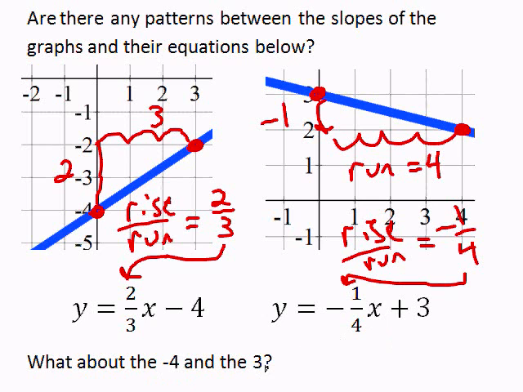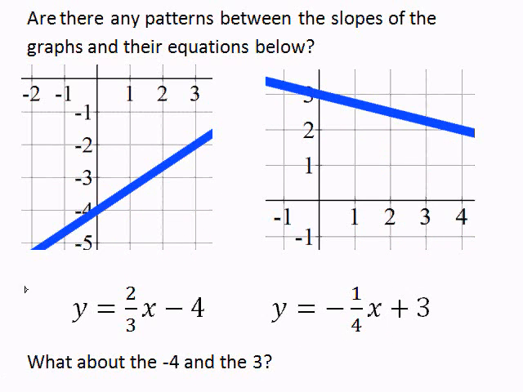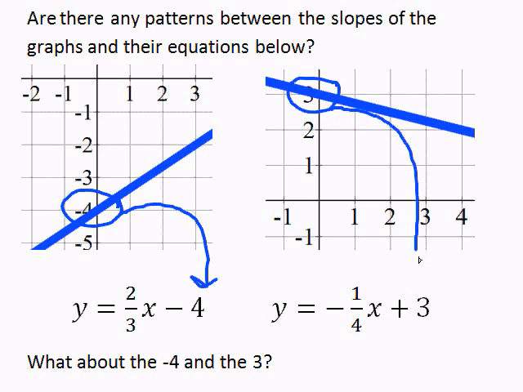What about the -4 and the 3? Well, as you look at the equation in the graph, you might notice there's a -4 where the line crosses the y-axis, and that number shows up in your equation right here. It's the number being added to or subtracted from the x. Does the same pattern hold for the second equation? Sure, you notice there's a +3 in your equation, and that also shows up on the graph where the line crosses the y-axis.